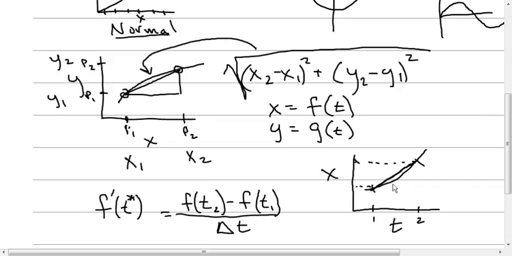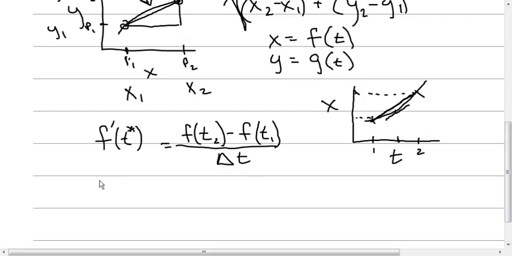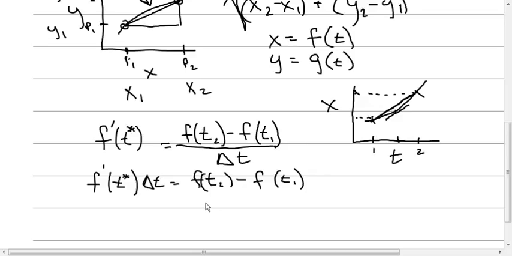So there is some value of t, we'll call it t asterisk, in the middle here, that has a slope exactly equal to that. Now remember the mean value theorem? So we get this sort of thing going on. Alright, but we can rearrange this and say that the slope at that point, t asterisk, times delta t is equal to f of t2 minus f of t1. Okay, but of course that is just x2 minus x1, right?